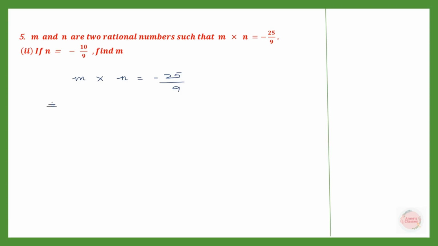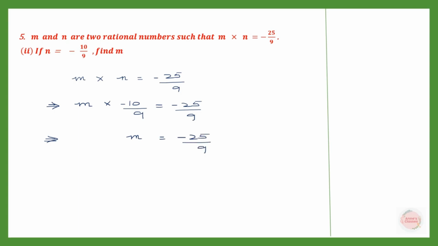Now this is an equation. M is what we need to find out. M into n is given to us as minus 10 by 9. This is equal to minus 25 by 9. Now we're going to find the value of m. So we'll leave m on the left hand side. On the right we have minus 25 by 9.